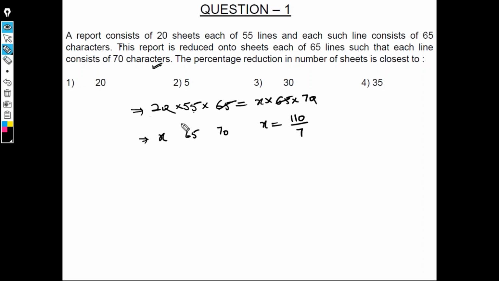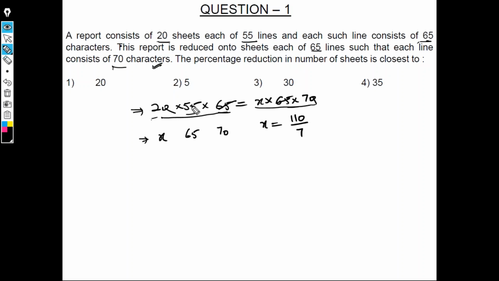Aman, I equated total number of characters. Yes, Neeraj, I equated total number of characters. 20 sheets, 55 lines, 65 characters. So total characters are going to be, in all the sheets taken together, 20 into 55 into 65. So the report is reduced onto sheets, each of 65 lines consisting of 70 characters. So total number of characters are x into 65 into 70. So we just need to equate the two because number of characters are same, material is same.